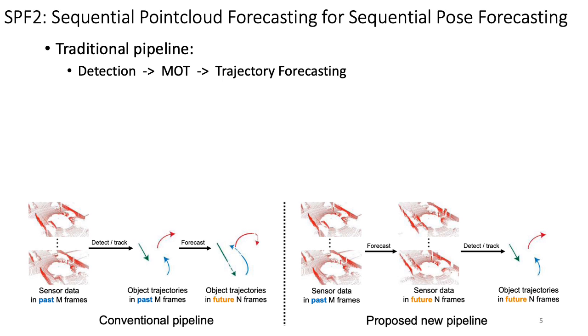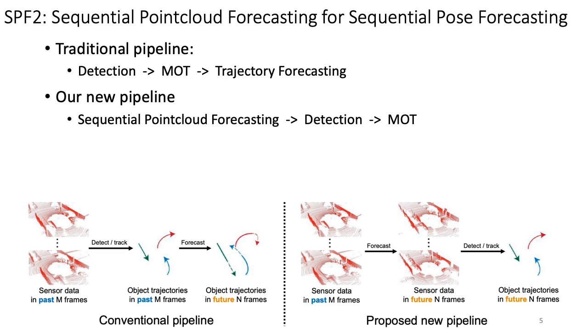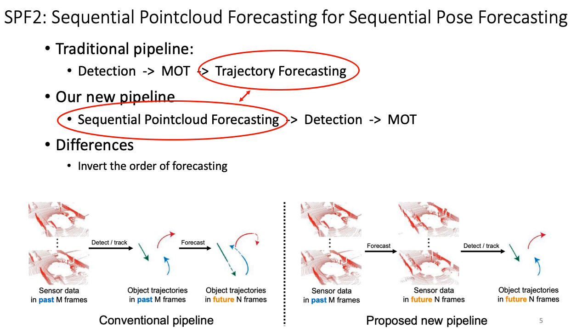Specifically, instead of running detection, tracking, and forecasting, our new pipeline first forecasts point clouds, then we perform detection and tracking on the forecasted future point clouds to obtain future object trajectories. The difference between our pipeline and conventional pipelines is twofold. First, our pipeline inverts the order of forecasting. Second, the forecasting in our pipeline is at the sensor level because we forecast the point cloud data captured by the LiDAR sensor.